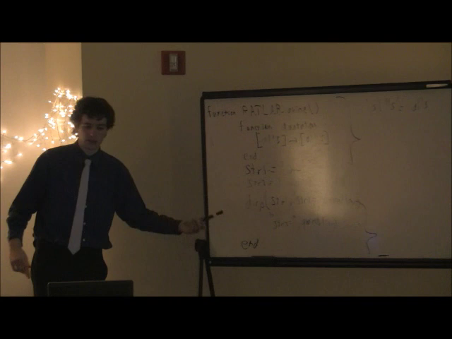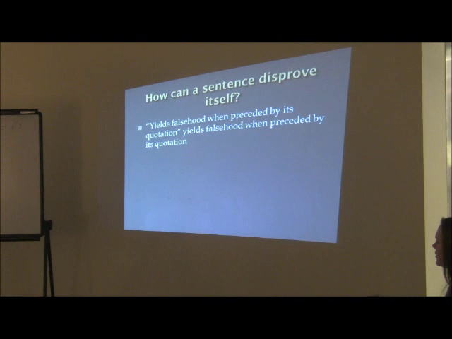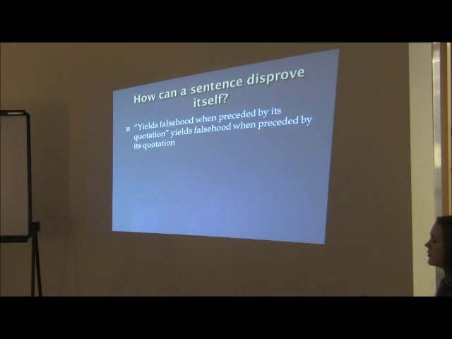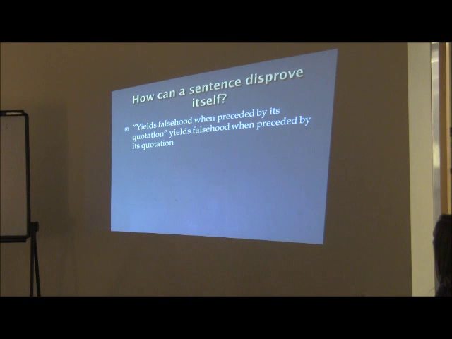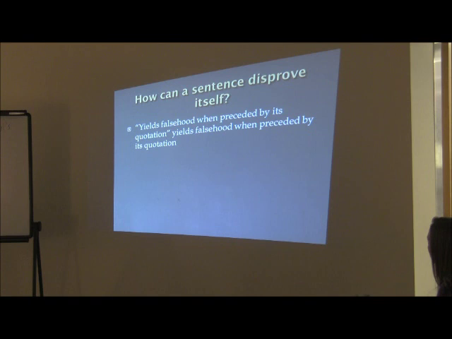Now we want to say when a sentence proves itself false. This is getting pretty deep into what Gödel's theorem is about. Right? We want a sentence which proves its own unexistence. And so in strict English, all we have to do is say the equivalent of "this sentence is false" without saying the words "this sentence." And we can do that with the following words. We say, quote, yields falsehood when preceded by its quotation, unquote. Yields falsehood when preceded by its quotation.